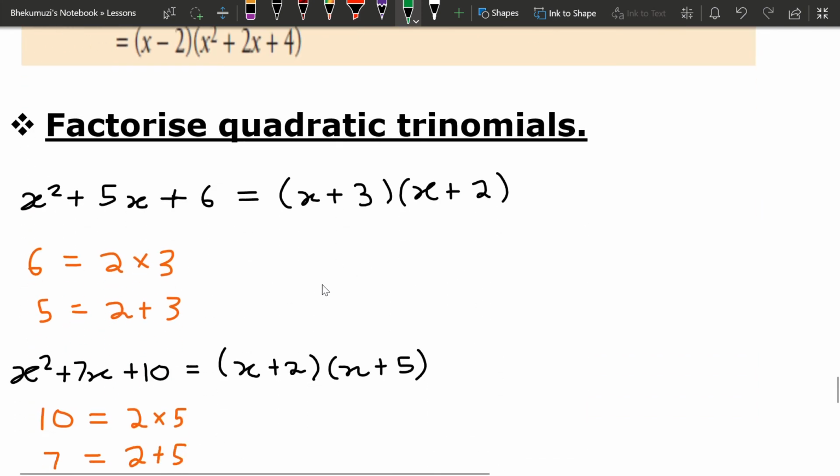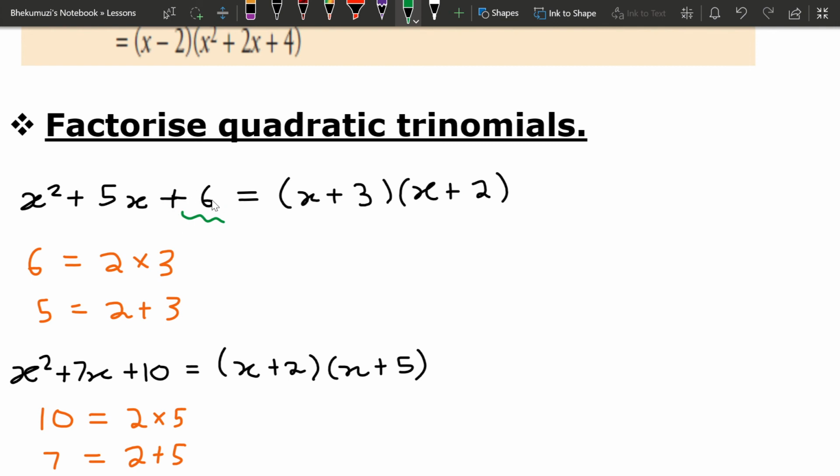Okay, and then the last one, which is factorizing using the quadratic trinomials. So we have x squared plus 5x plus 6, and so how do we get x plus 3, x plus 2? So the idea is that you first have to look at the last term, and the last term here is 6, right?